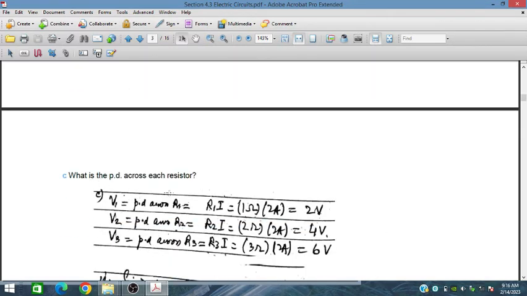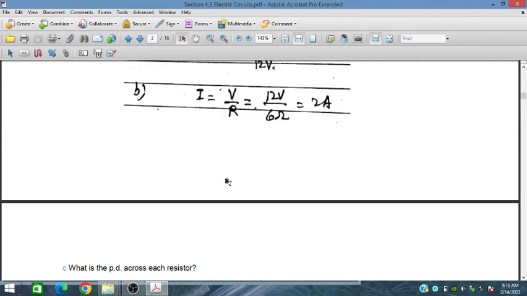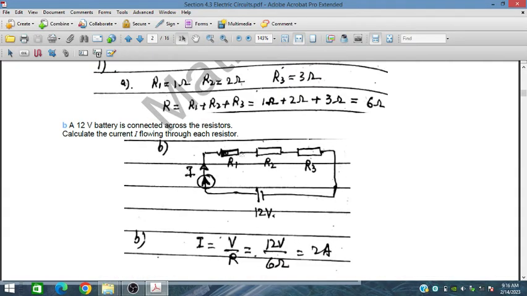What is the potential difference across each resistor? The current flowing through this is 2 ampere. This resistor is 1 ohm, so the potential difference across this R1 is 1 volt. This is 2 ohms into 2, so 2 into 2 is 4 volt. This is 3 ohms, so 3 ohms into 2 is 6.